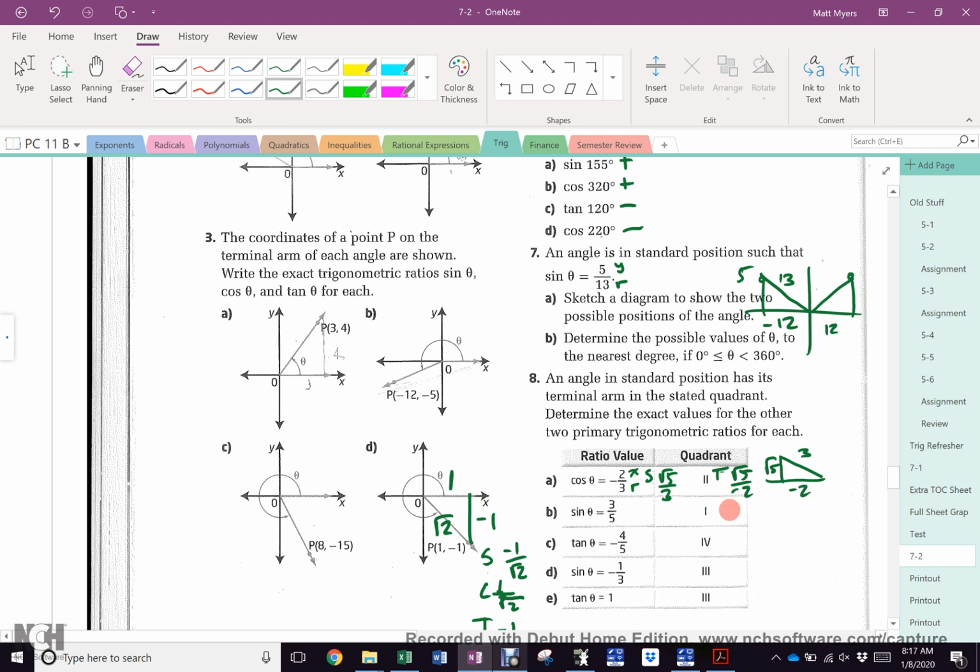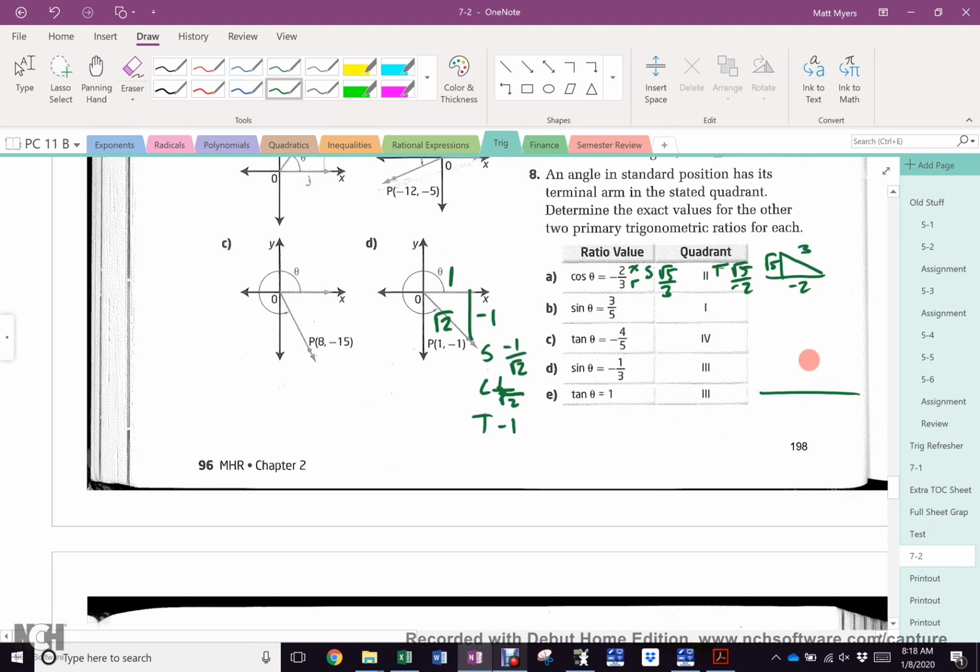Good? Or do people need to see that one again? Can you do D? Yes, I will do D. Tan is 1 in quadrant 3, yes? Which means this is -1 and this is -1, right? Because -1 and -1 would make +1. No, D. I'm sorry, I was doing E. What an idiot head.